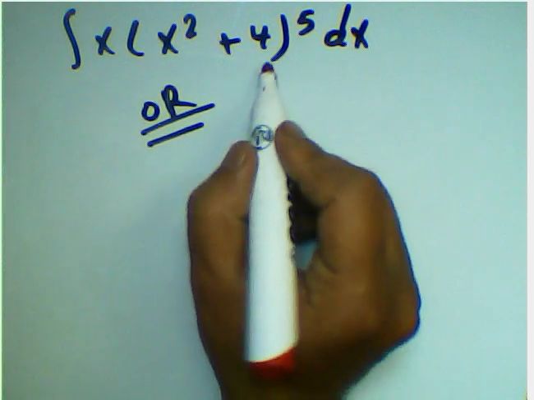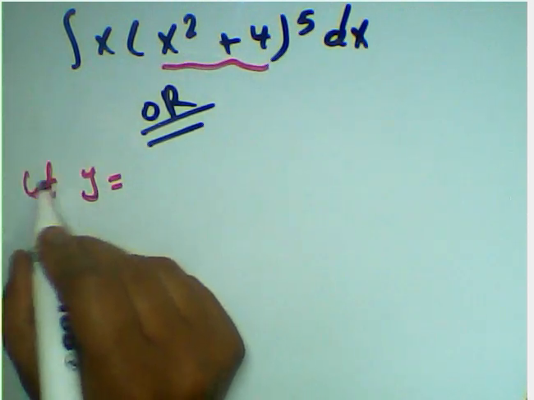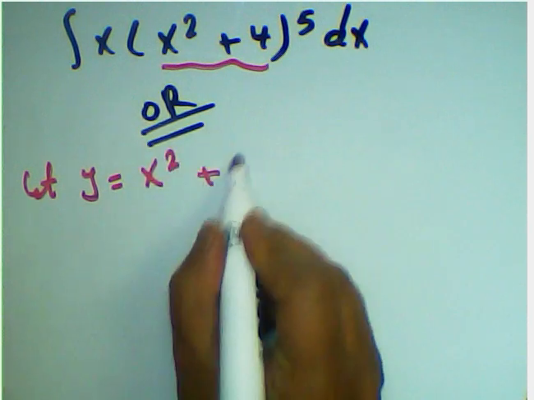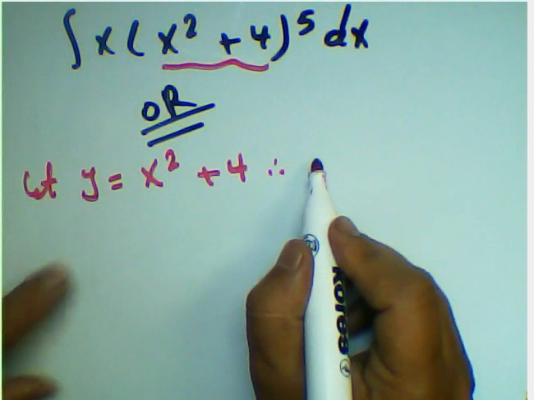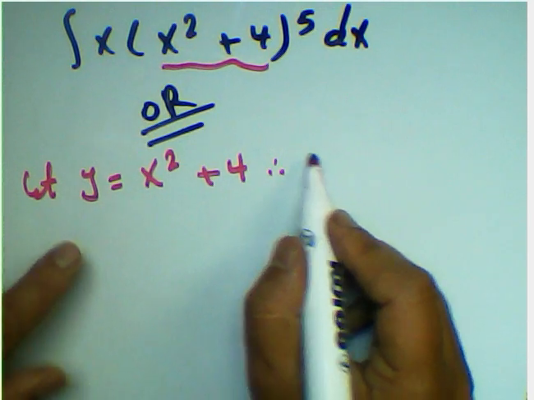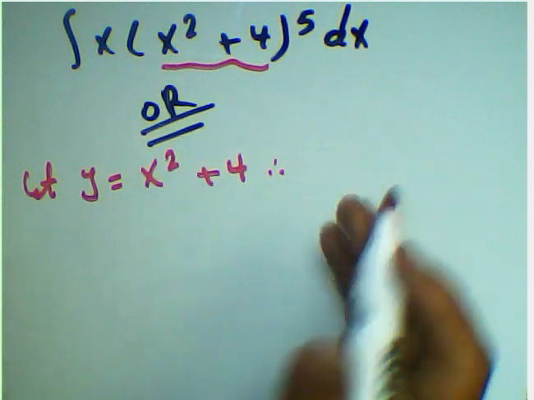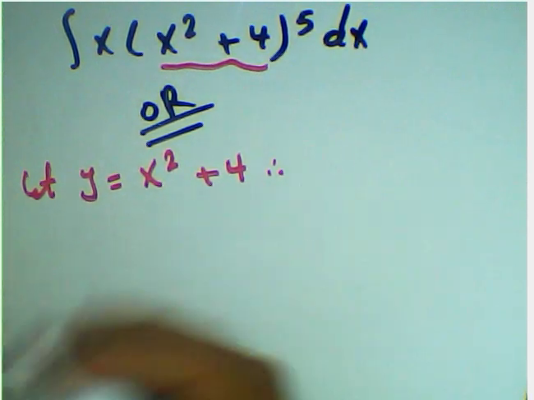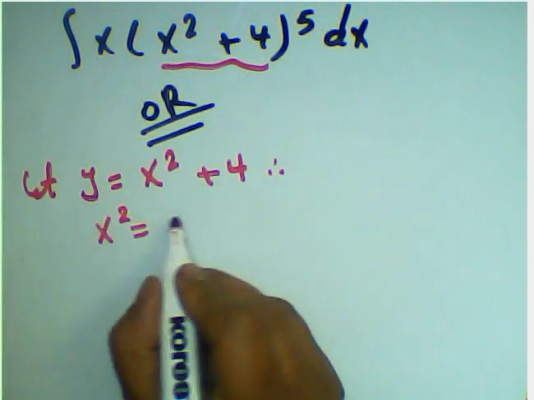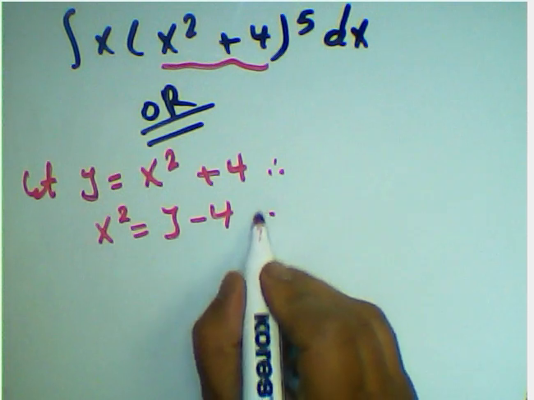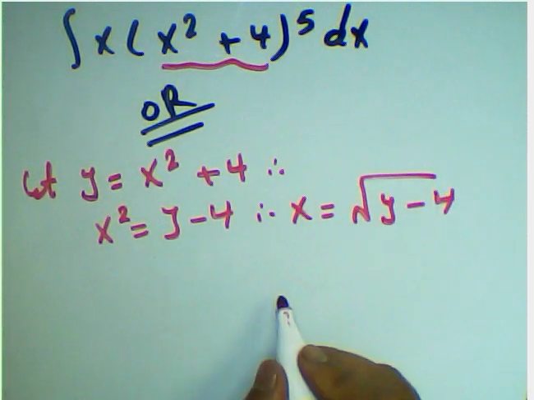Put this function x power 2 plus 4 equal y. Put y equal x power 2 plus 4. Then find the derivative of this function, dy over dx equals 2x plus 0, or you can find the simplest form. You can find x from it. x power 2 will be equal y minus 4. Then x will be the square root of y minus 4.